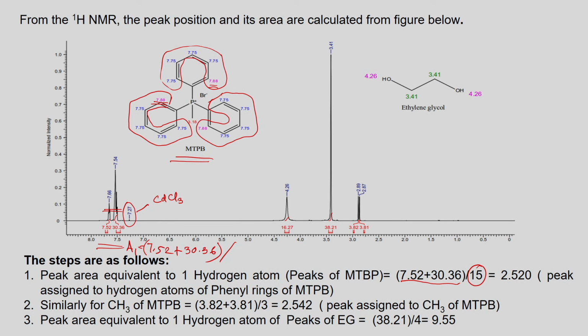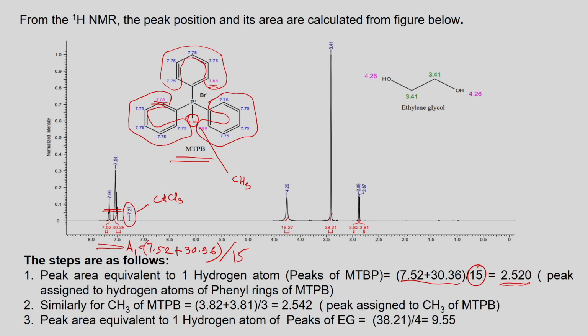So, if the total area is this much, divided by the number of protons, 15, it means this is the actual area assigned to one proton of the particular salt. Now, the issue is, is this correct? Because I have got a value of 2.52, but there are other peaks also. Let us say you have the peak here at 3.18, which is also to be seen, because this is CH3.